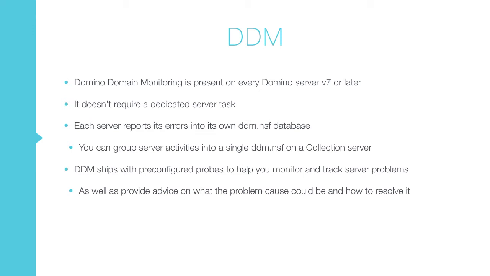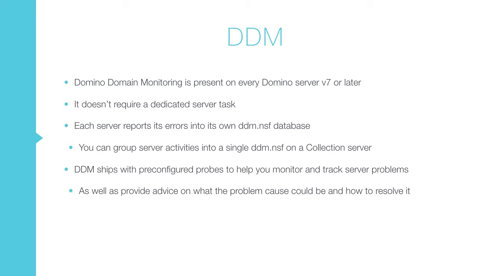Now, the reason you might do that is if I've got 10 servers, I might not want to open 10 ddm.nsfs on every single server and have a look at every single server's reporting. What I can do is create a collection which says every server sends their reports up to this one. It's actually controlled by a replication selection formula in ddm.nsf, and by creating a collection hierarchy, Domino changes that selection formula so everything is replicated to one place. So it's nice.